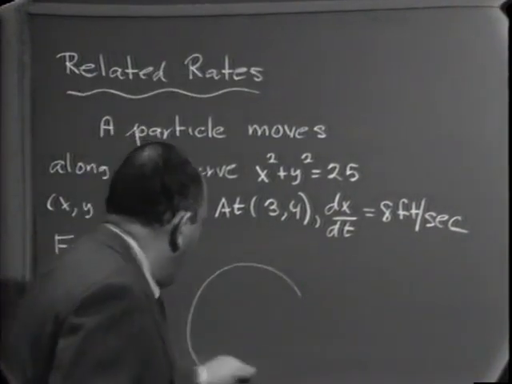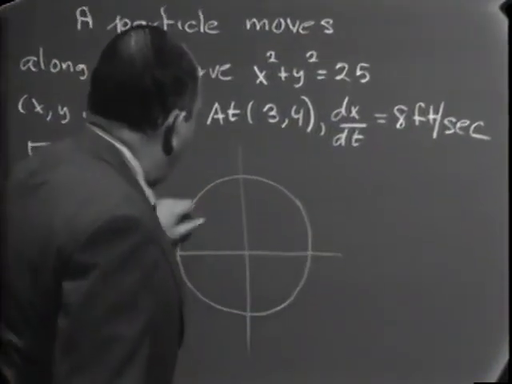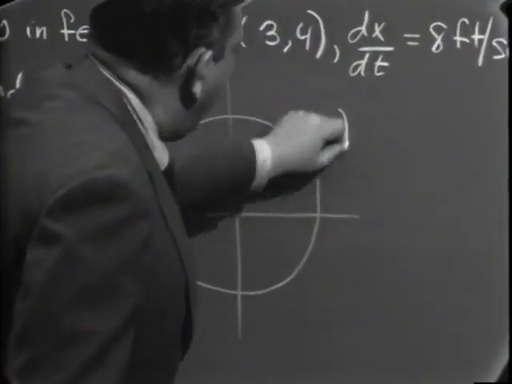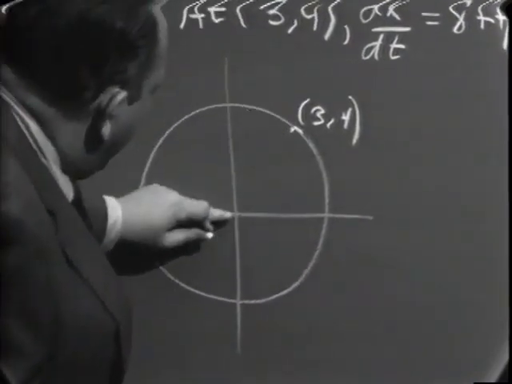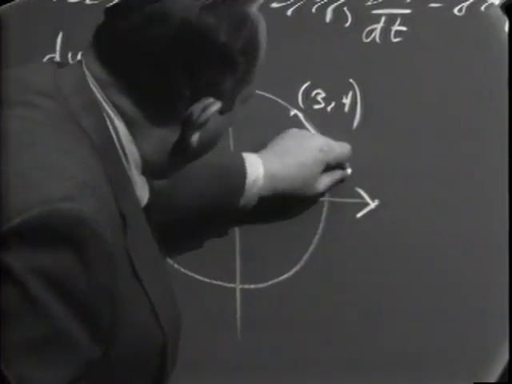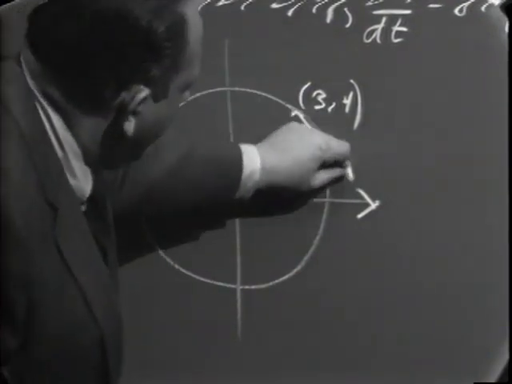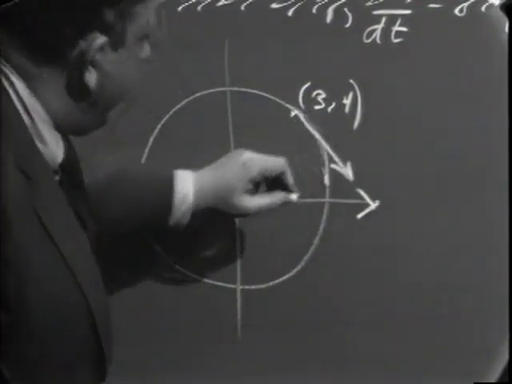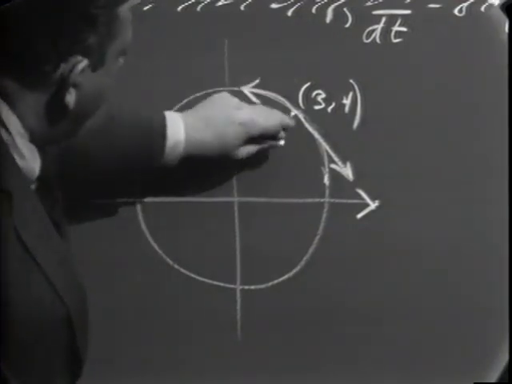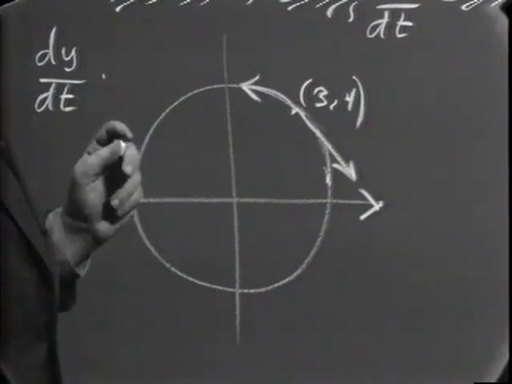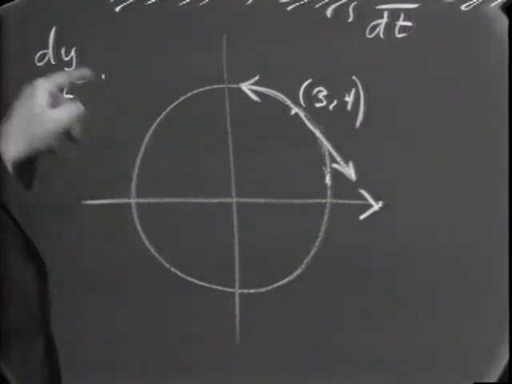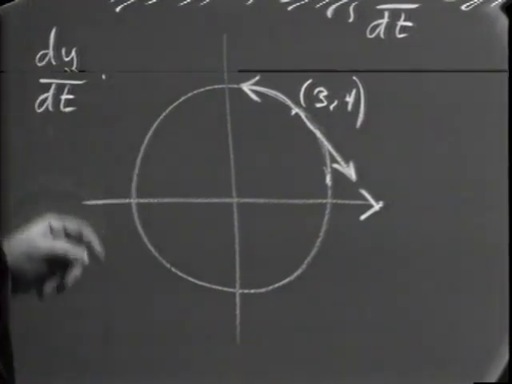In other words, the particle is moving along this circle. We know that at the point (3, 4), x is increasing at the rate of 6 feet per second, while the increasing x direction is this way. So somehow we know that the particle is moving along the curve in this direction. If it were moving in the other direction, its x coordinate would be decreasing, not increasing. And the question that comes up is, how do we find dy/dt in this case?